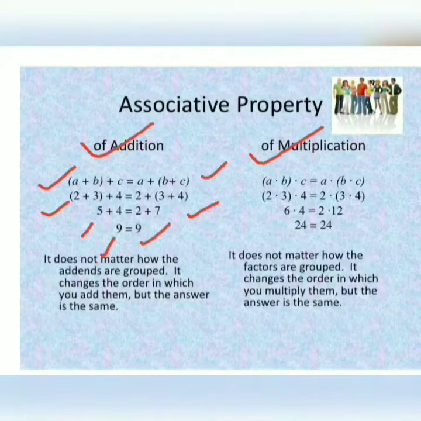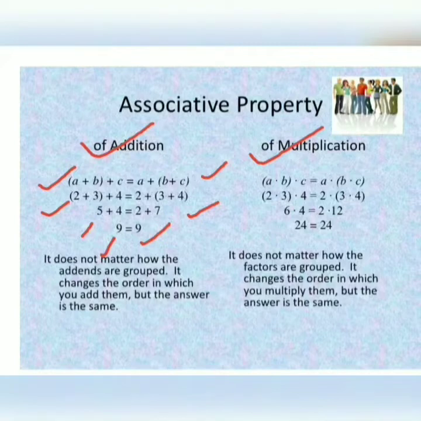So what we get to know is that it does not matter how the numbers are grouped. It changes the grouping in which we add them, but the answer is the same. It means in the associative property, even after changing the grouping, the results are the same. Now have a look at the multiplication property.